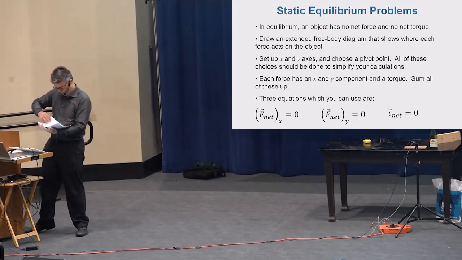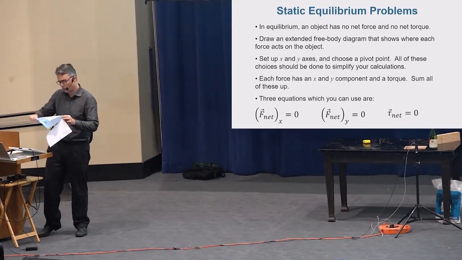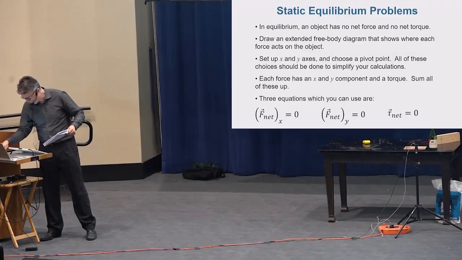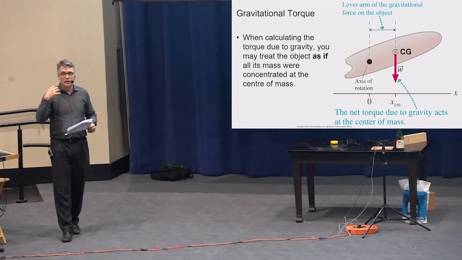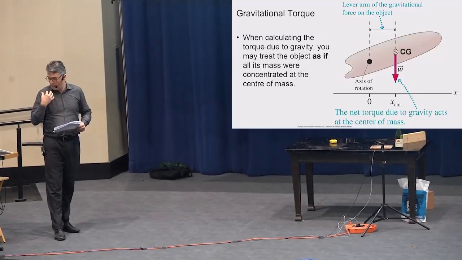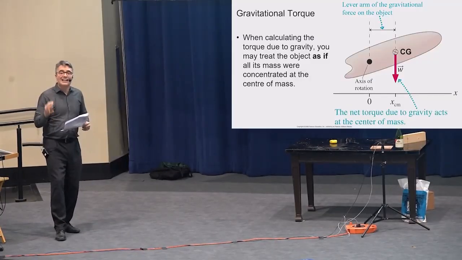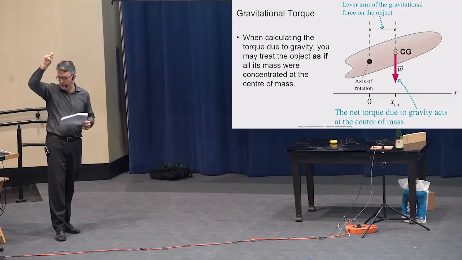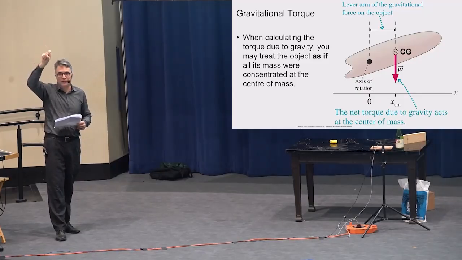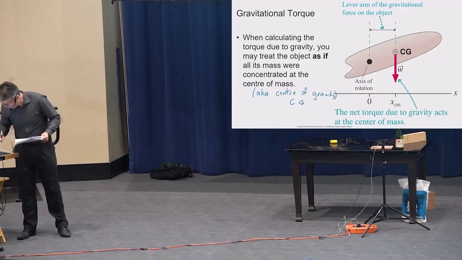So do you want to do some examples? Oh, yeah, the other thing that you should just know is that when calculating the torque due to gravity, you can treat the object as if gravity is pulling on the center of mass, or sometimes called the center of gravity, CG. So that's labeled right there.